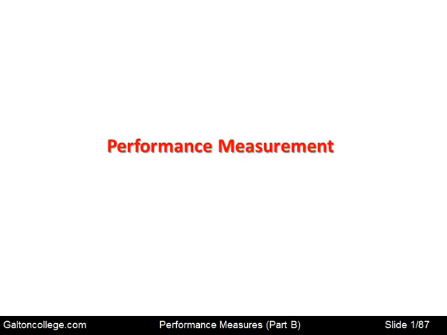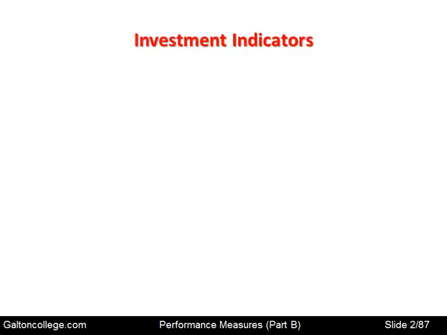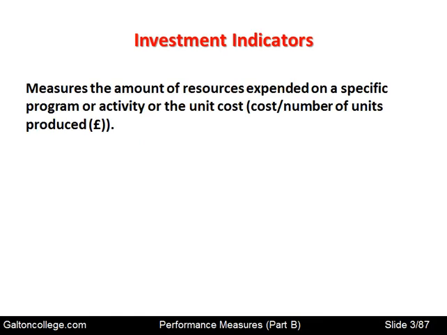This class continues our look into performance measurement and is based to some extent on a previous video on this topic. So let's now look at investment indicators. These measure the amount of resources expended on a specific program or activity, or the unit cost, the cost per number of units produced, let's say.